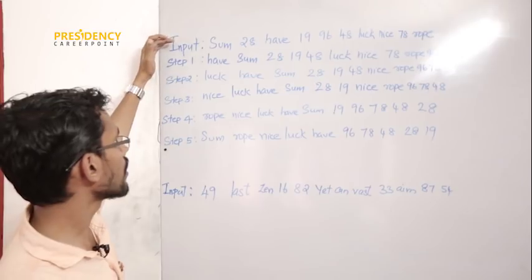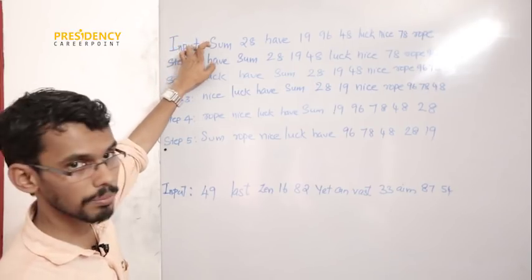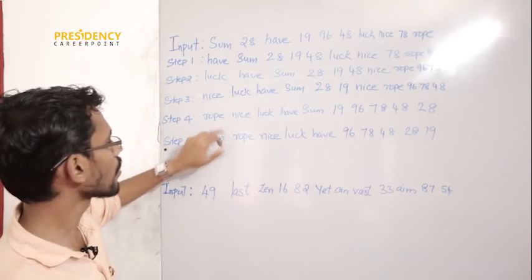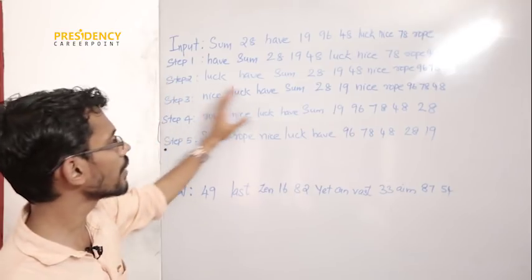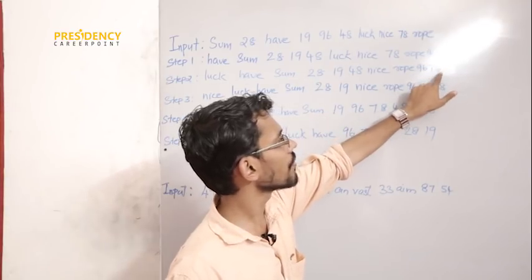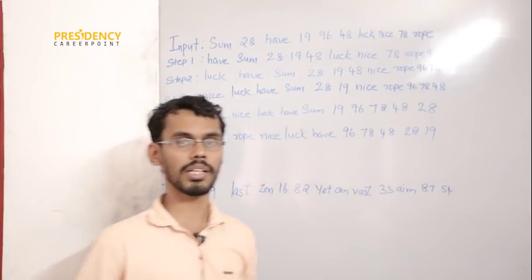When we look at moving from input to step 1, here the first element is sum in the input, but here comes have, then comes luck, nice, rope, again sum. So the elements are moving towards inside. Here comes 96, 78, 48, 28, 90. That means the elements are moving towards outside.